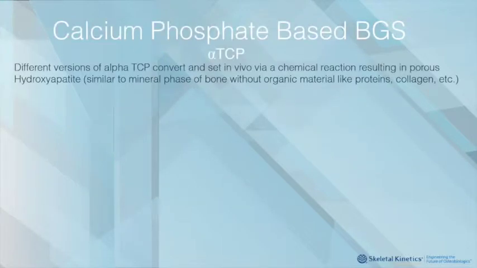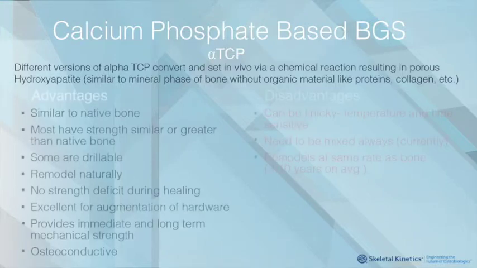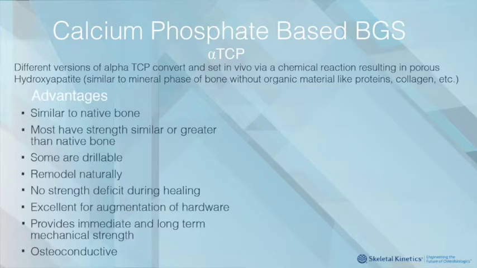As a reminder, SKaffold is an alpha tricalcium phosphate, which again converts into hydroxyapatite, which is similar to the mineral phase of bone. The advantages are it's similar to native bone. SKaffold has strength greater than native bone. It is drillable. It remodels naturally. It's excellent for augmentation of hardware. It has no strength deficit during healing, provides immediate and long-term mechanical strength, and is osteoconductive used alone.